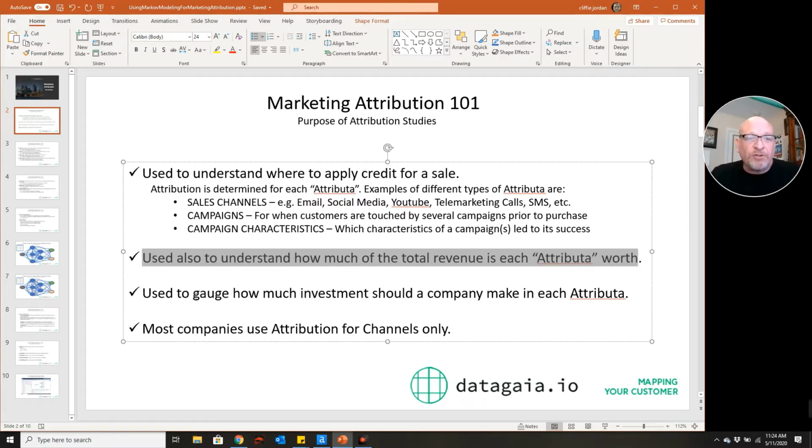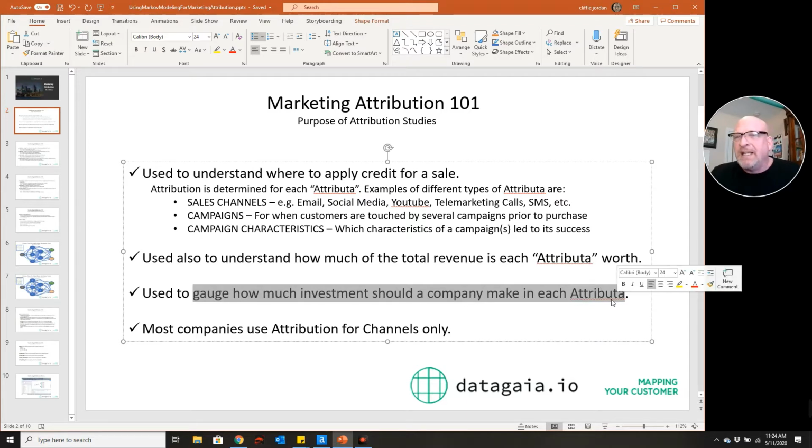It helps you also to gauge how much investment you should make in each attributa. So let's say that you understand that you sold $1 million or €1 million of a particular product, and your social media ads, we find out through the analytics, is worth about 400,000 euros of the 1 million, 40%. If you're spending $500,000 in marketing on your social media, then you're losing money. It's probably better just to get rid of it altogether. But if you're only spending $300,000 and yet you're getting $400,000 because of that, then you've got a profit. You've got an ROI there.